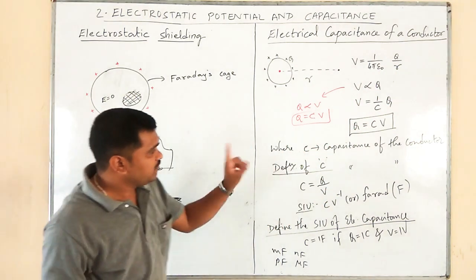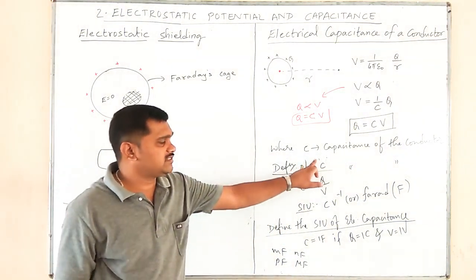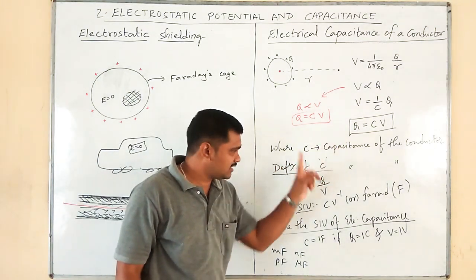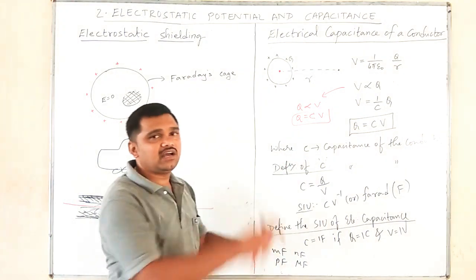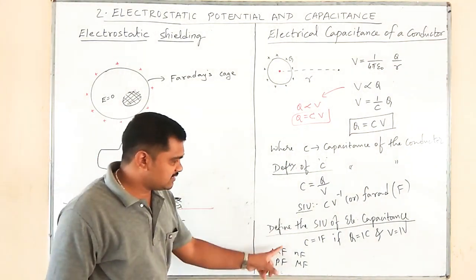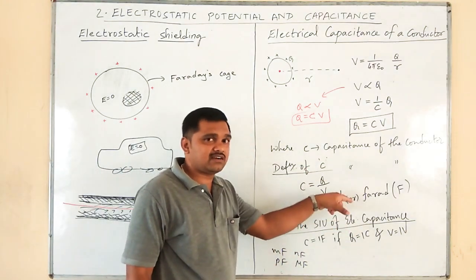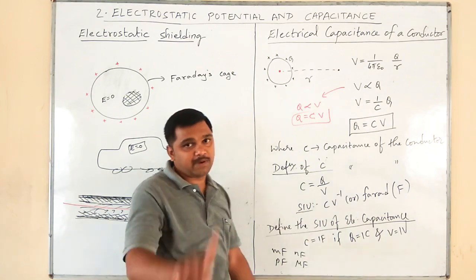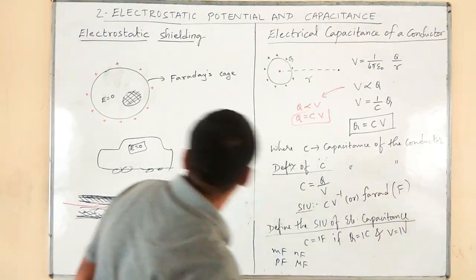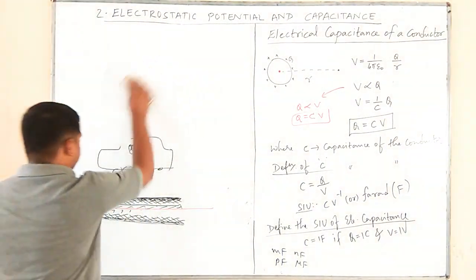Okay, fine. Now, the definition of capacitance says that it is the ratio of the amount of charge given to the conductor to the rise in its potential. Its SI unit is farad. Capacitance is said to be 1 farad if 1 coulomb of charge is given to the conductor in order to raise its potential by 1 volt. Please remember. Okay.